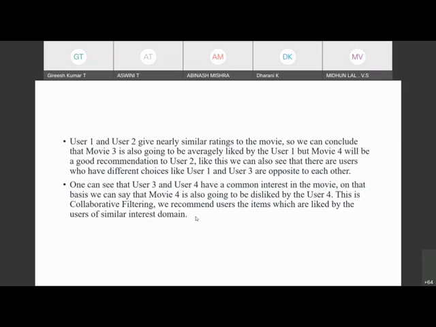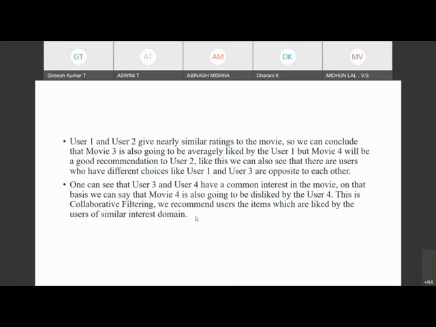This is not an exact matching, but we can see some trends, some behavior, similarity among the users. Based on that, you can recommend. So that is a basic recommendation system. I think this is clear to you. Now we'll go into the depth of recommendation systems, or collaborative filtering.